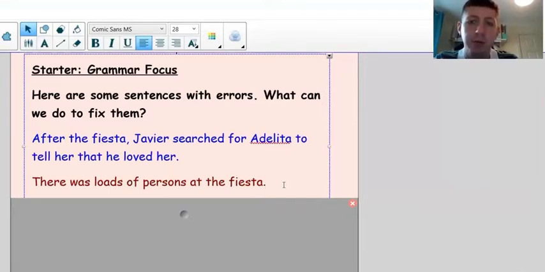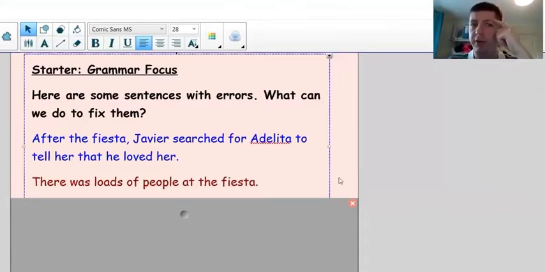I think there's one word that's wrong there, isn't there? Do you know what it should be? If there's one person, you'd say person. If there's more than one, you'd say people. And people is a common exception word, which I think we've looked at before. It's people. There was loads of people at the fiesta.